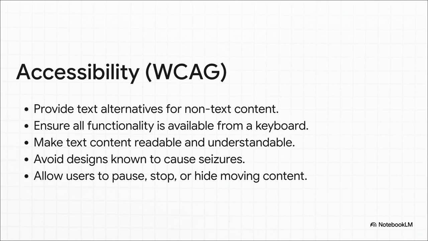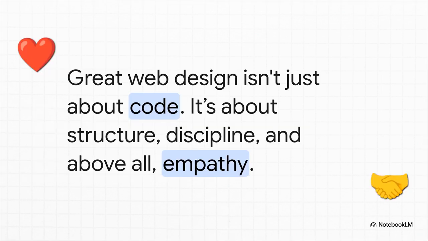This means doing things like providing text descriptions for images so screen readers can describe them, making sure you can navigate the entire site using just a keyboard, and avoiding stuff that could actually be harmful, like certain kinds of flashing animations. So in the end, when you really peel back all the layers of a truly great modern website, what do you find? It's not just a bunch of clever code. You find a blueprint built on structure, built on discipline, and, above all else, built on empathy. It's about a commitment to building a web that genuinely works for everyone.